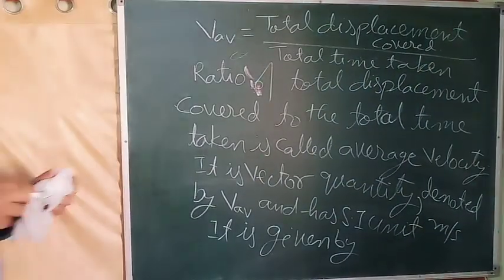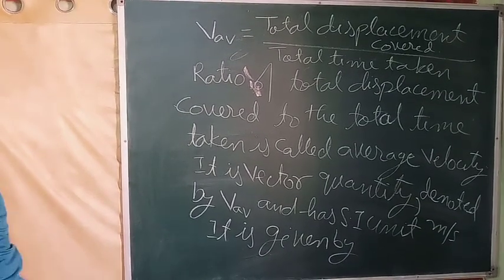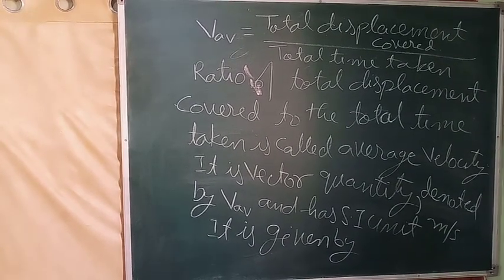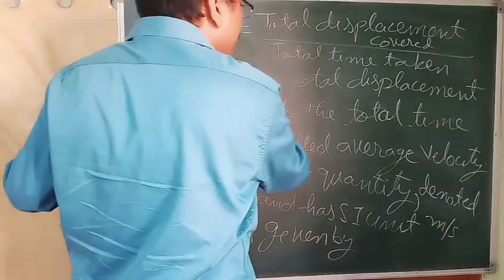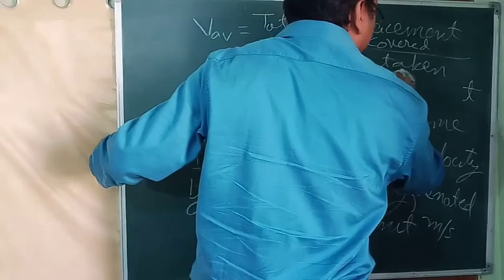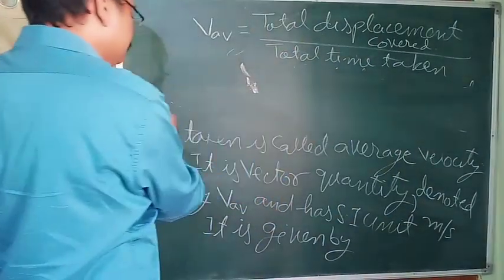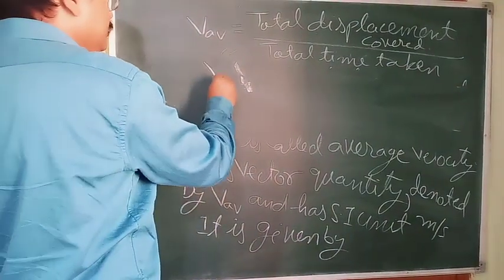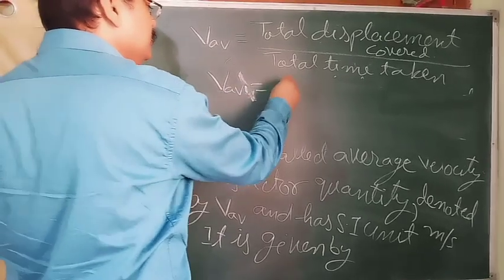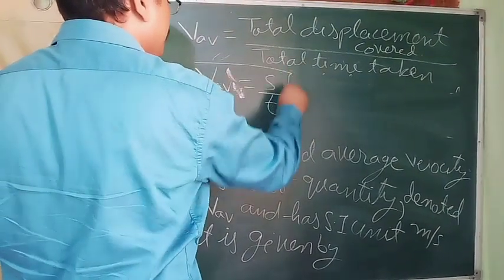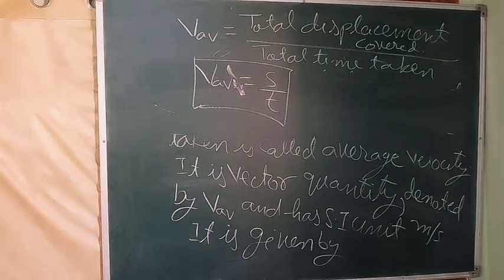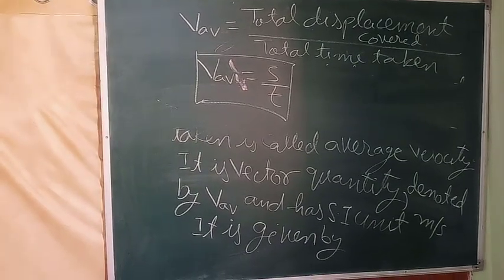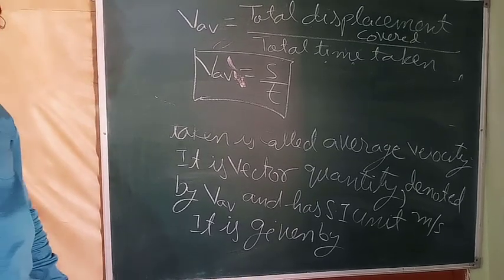Average velocity V_av is equal to total displacement covered upon total time taken. In symbols, you can write it like this: V_average is equal to S by T. Average velocity is total displacement covered upon total time taken.